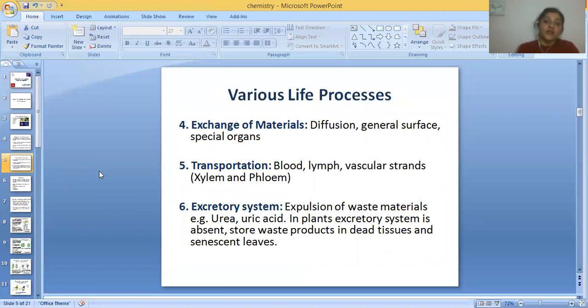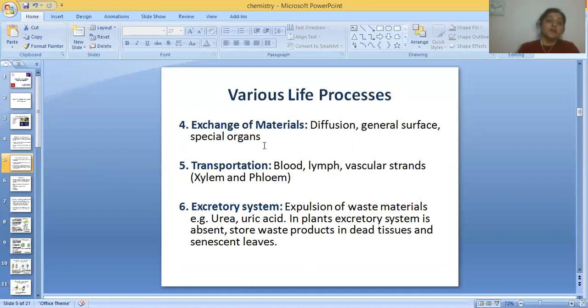Organisms also exchange their materials in outside environment. For example, we take oxygen, water, and minerals from environment, and we pass other waste materials and carbon dioxide back into the environment. So there's always an exchange of material, and the most general phenomenon of exchange of material is diffusion. In complex multicellular organisms, we have specialized organs and general surfaces for exchange of materials.